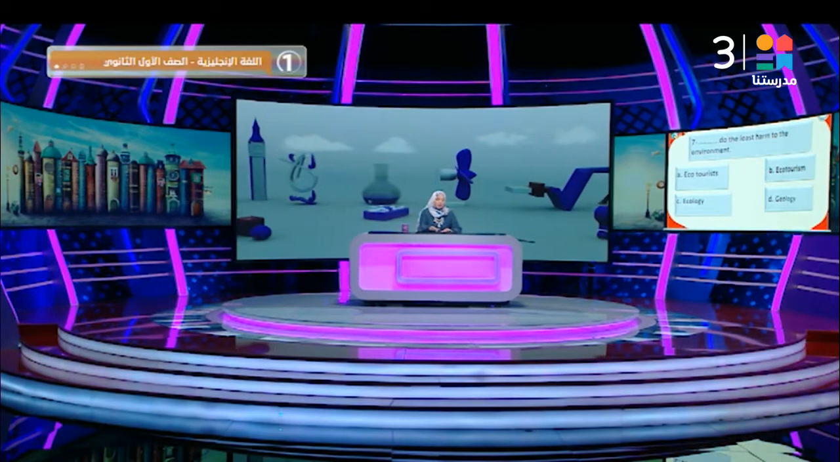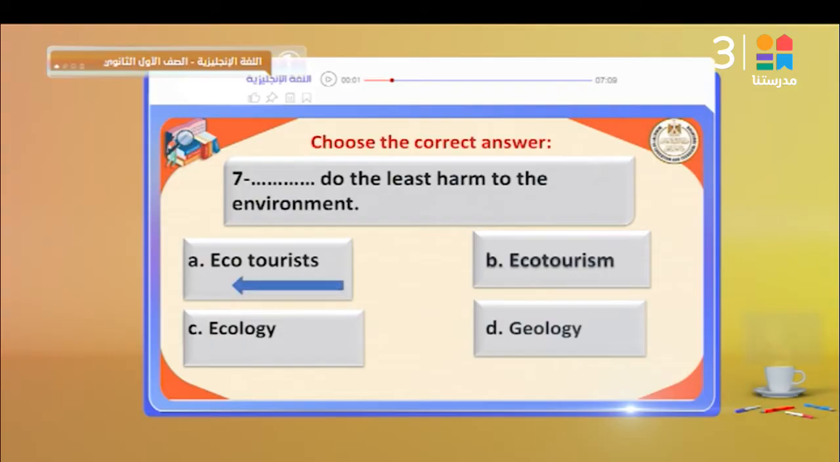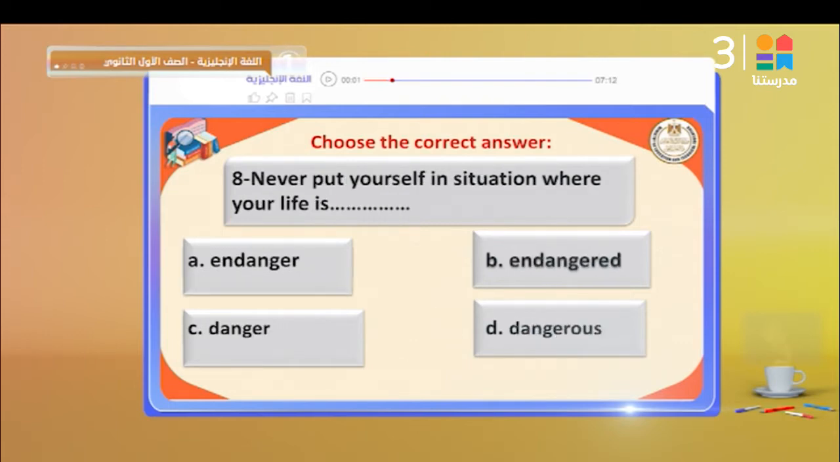So we say eco-tourists do the least harm, very, very little harm to the environment. Question number 8, never put yourself in a situation where your life is. We don't want to put ourselves in danger, so we don't put our life in endangered. We don't want to be in a situation that our life is endangered.